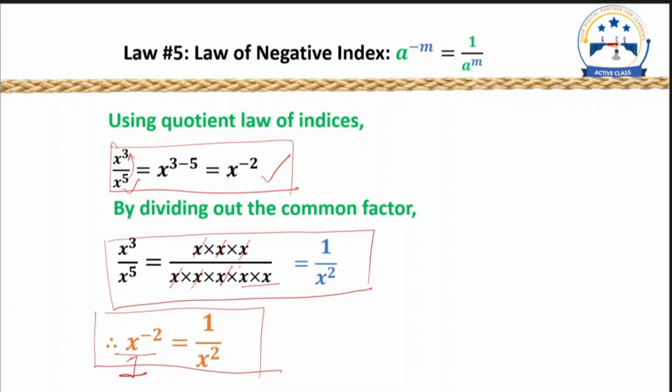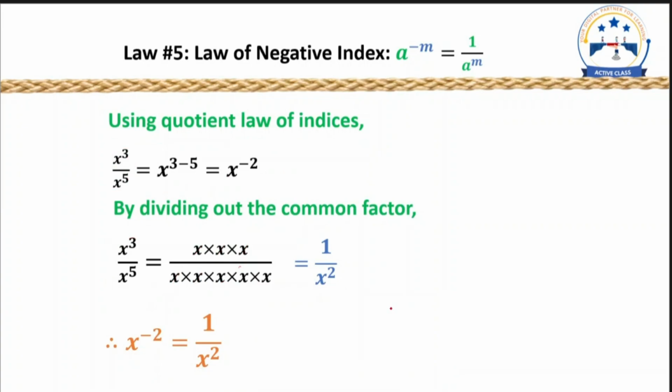Following the same rule, if we get a to the power minus m, then to make it plus m, we write 1 by a to the power m. And if we have 1 by a to the power minus m, then it becomes a to the power plus m. So this is the law of negative index. If we have a negative index, this is how we make the index positive.